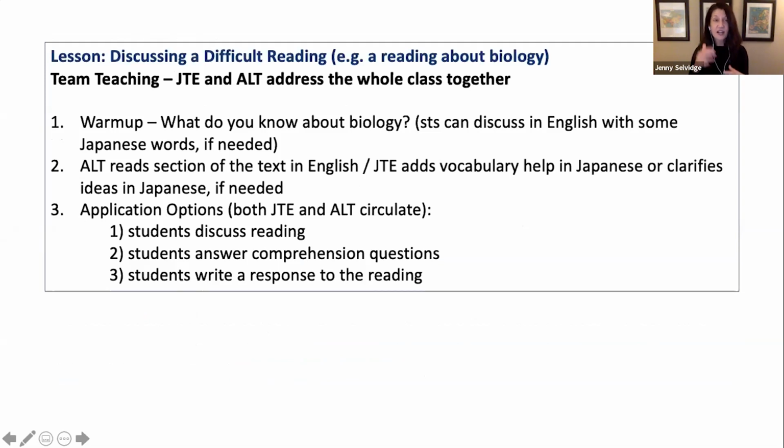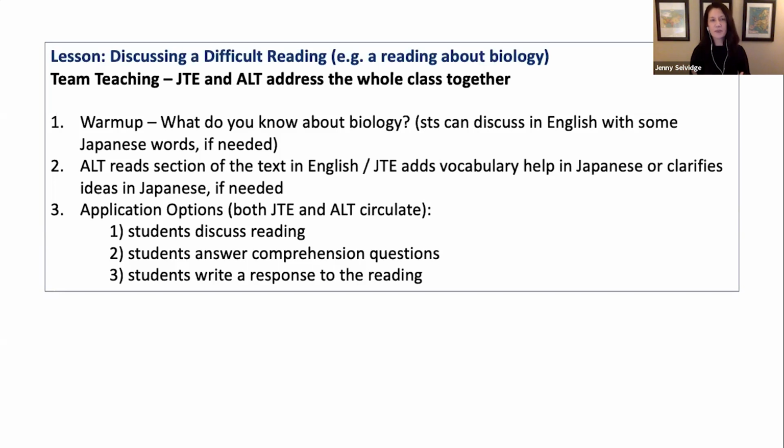Here's another lesson idea. When you're talking about a difficult reading for the first time, for example, a biology reading, team teaching would be a nice option here. So the JTE and the ALT are addressing the whole class together. Of course, you would need to have the conversation ahead of time with each other about how you're going to do the class. So you would really need to prioritize communication, especially when you're doing this tag teaching model. So you might need to sit down and have a 20-minute conversation instead of 2 minutes walking to class.